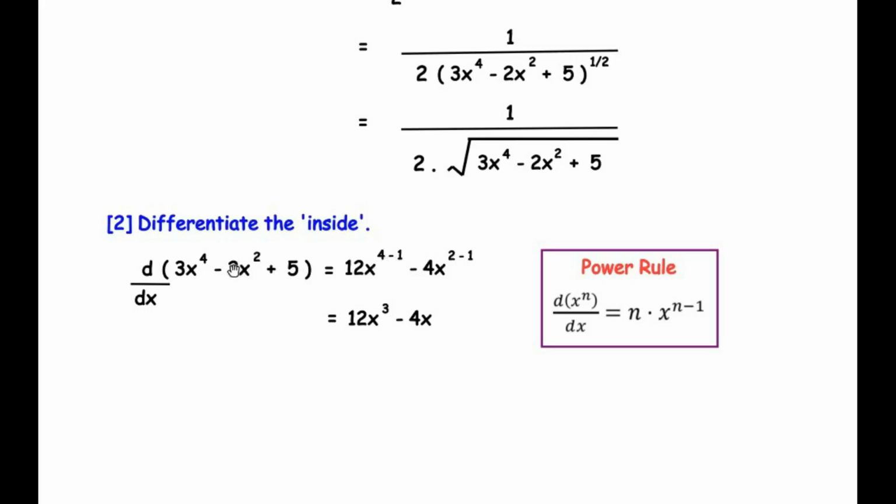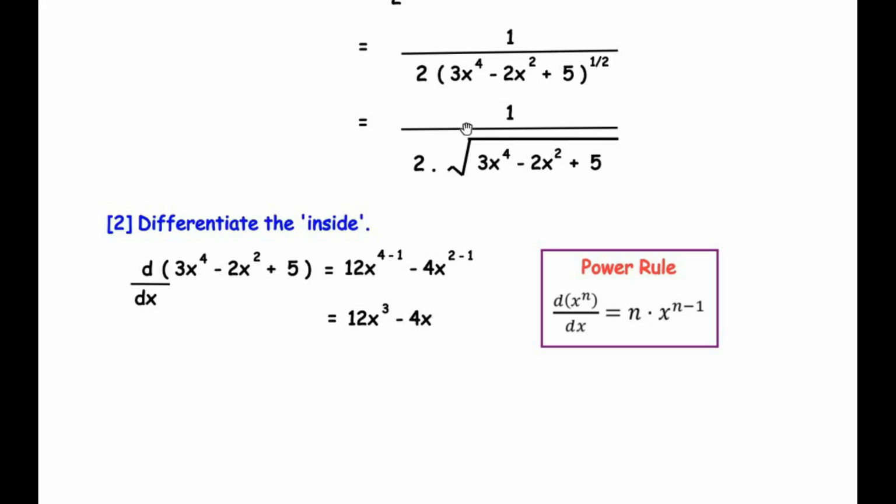Minus, now 2 again jumps down and it multiplies with this 2. So 2 times 2 gives us 4 times x to the power of, now the power reduces by 1, giving us 2 minus 1. And the differentiation of a constant, which is 5 in this case, becomes 0. So we have not written any term over here. Now simplifying this, we get 12x to the power of 3 minus 4x to the power of 1.